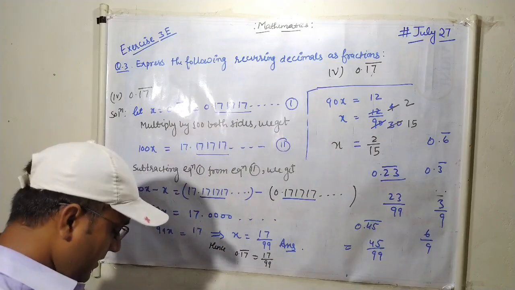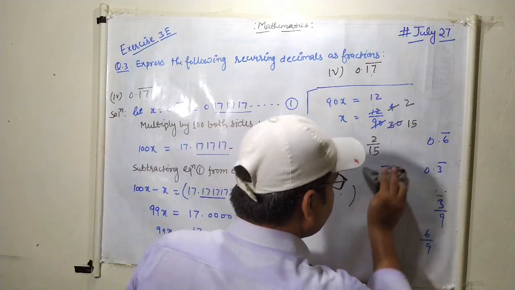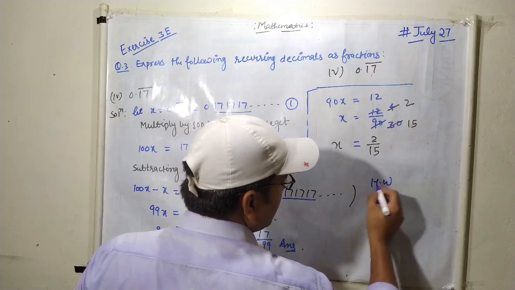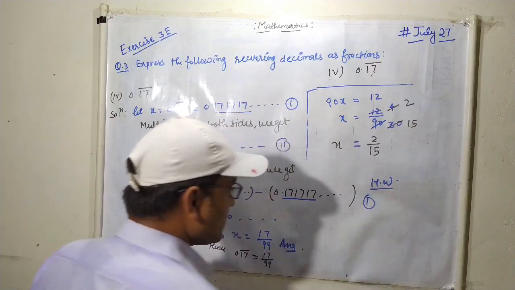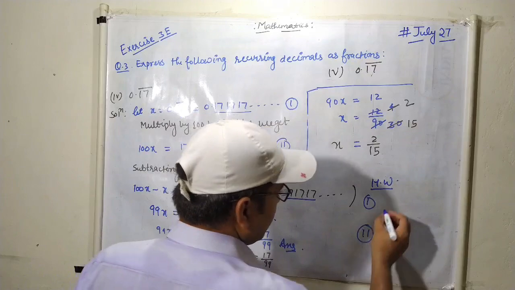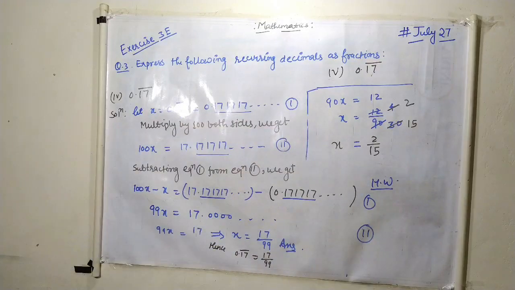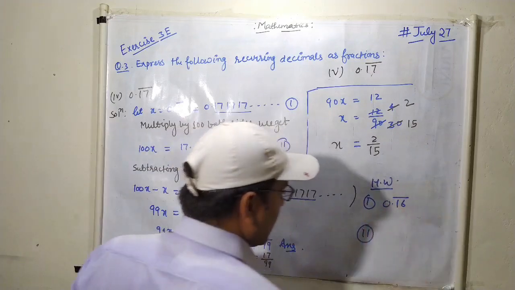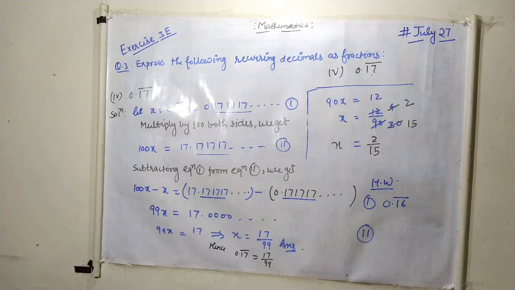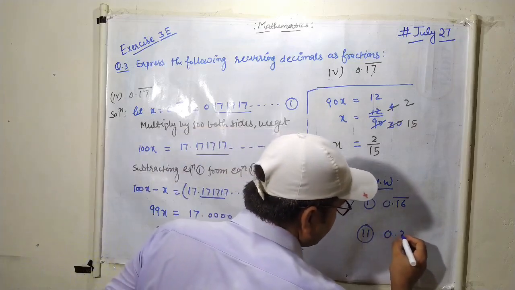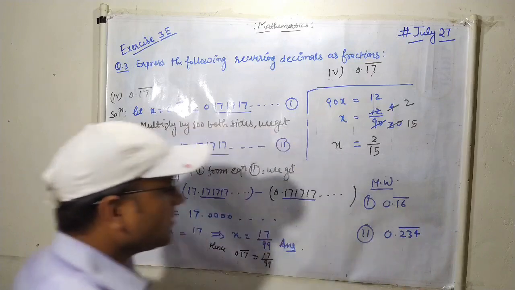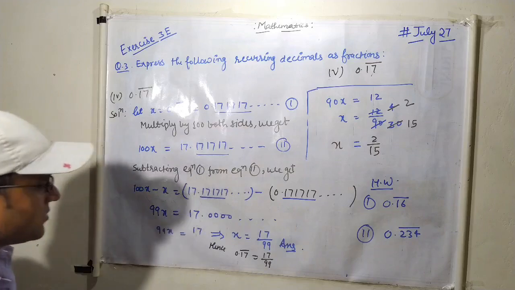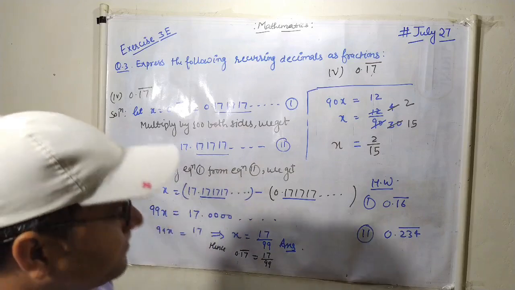And I will give you some questions, you can try them at home. This is also for your homework. Try to do this question, first and second. I will give you those questions. 0.16 bar, easy, and one more I will give you, 0.234 bar. Okay, try this at home. So in this way you can do such questions.